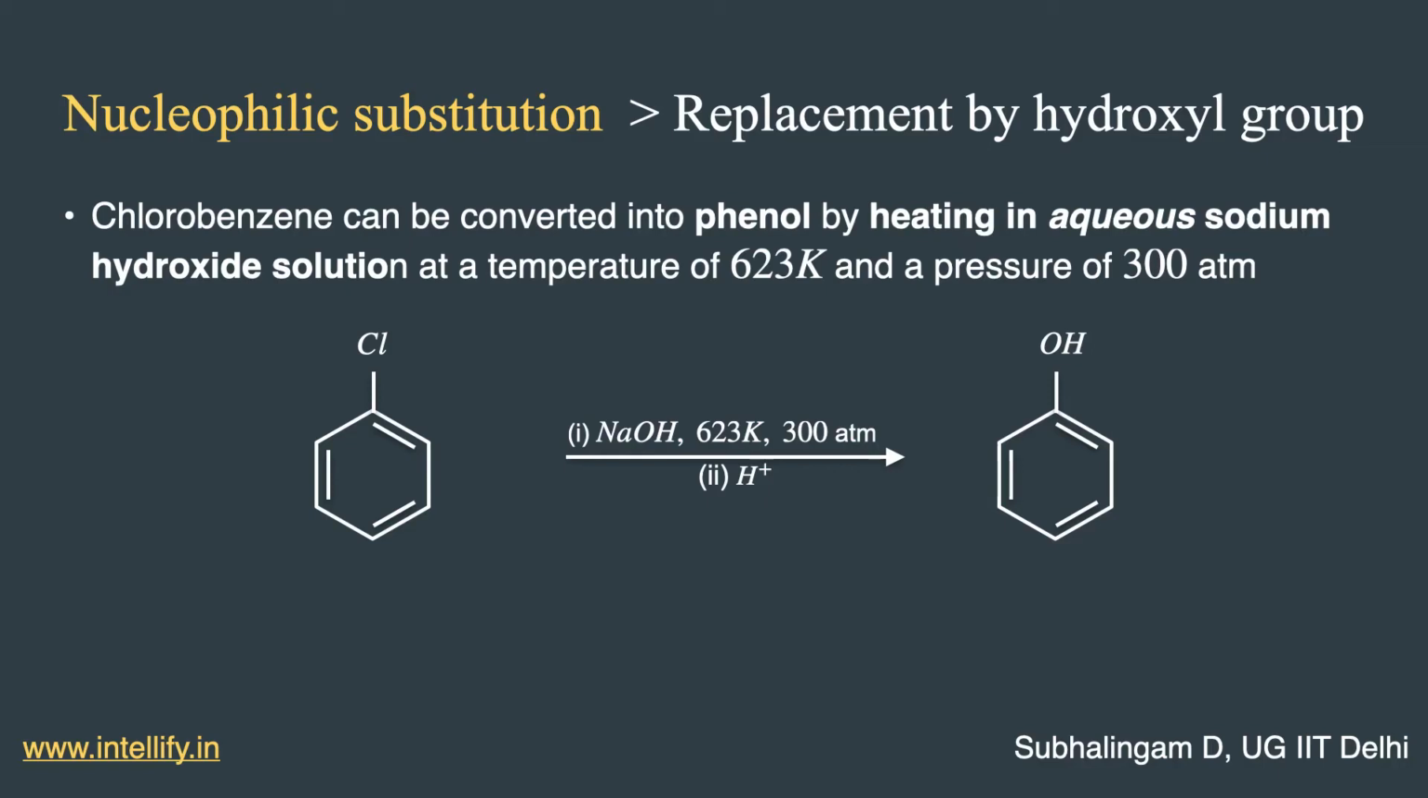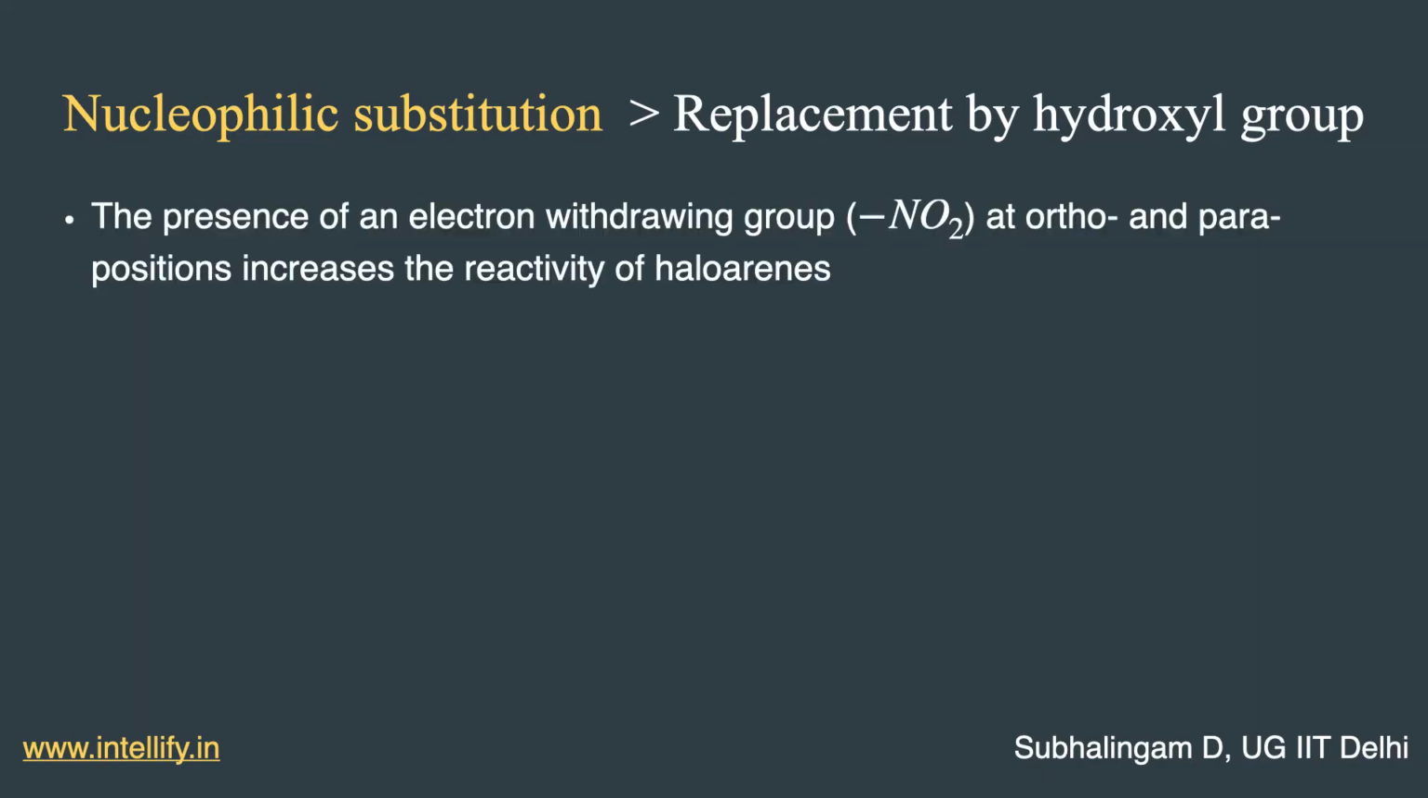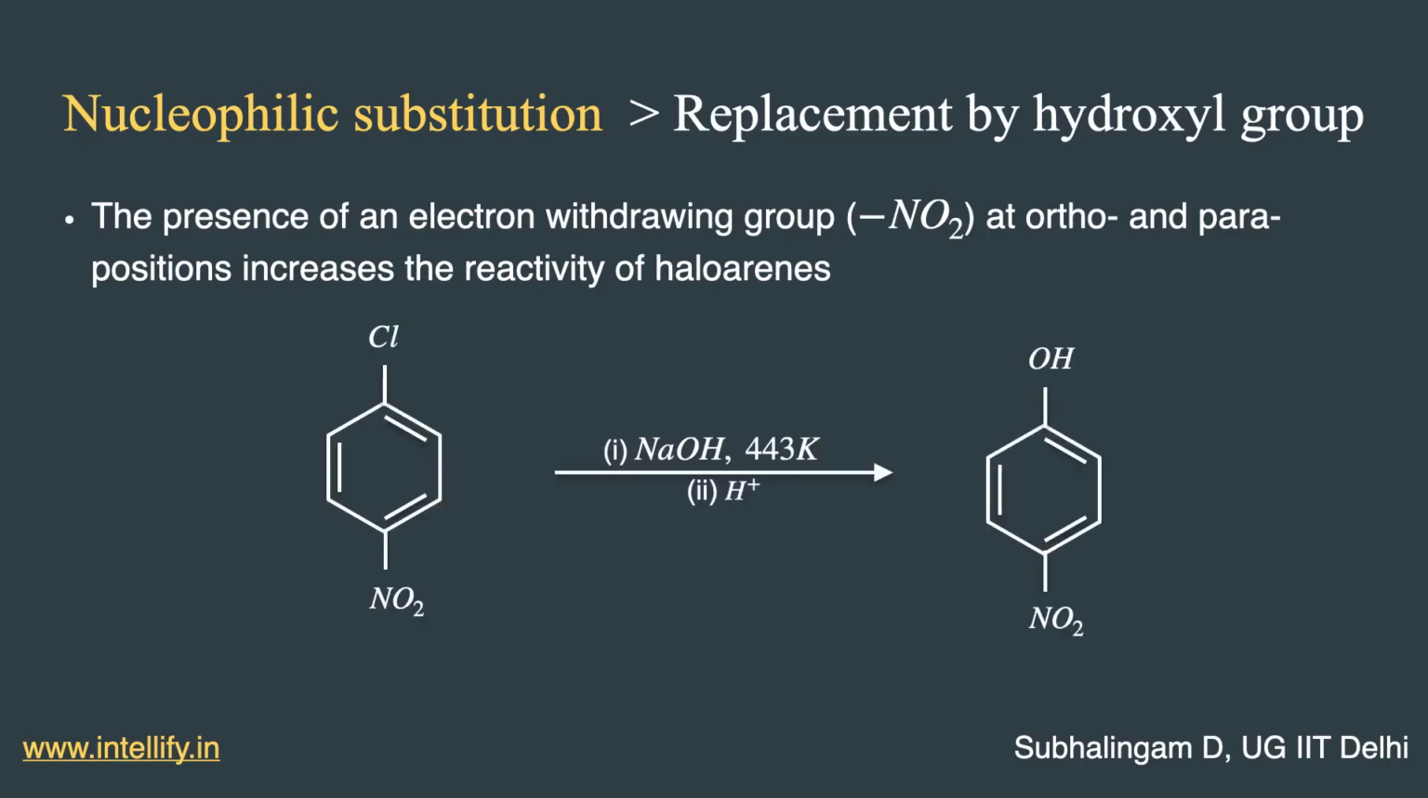Now let's see what happens if an electron withdrawing group like NO2 is present. The presence of an electron withdrawing group like NO2 at ortho and para positions increases the reactivity of haloarenes. As a result, the conditions have come down. Notice that we have an electron withdrawing group, that is NO2, at para position, and from 623 Kelvin and 300 atm before, we just need 443 Kelvin this time. So when we have a para substitution with an electron withdrawing group like NO2 here, and with NaOH at 443 Kelvin followed by acidification, we get para-nitrophenol. Now what happens if we increase this NO2, like we have another NO2 group at ortho position.